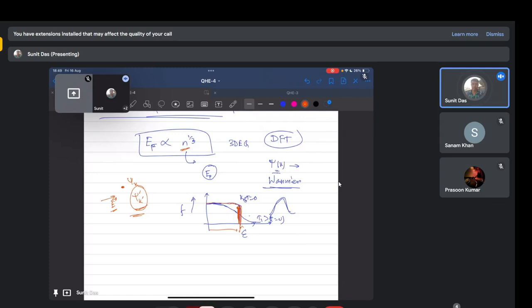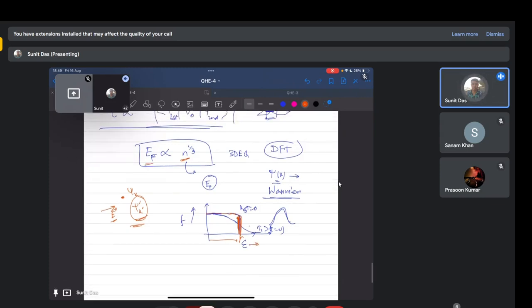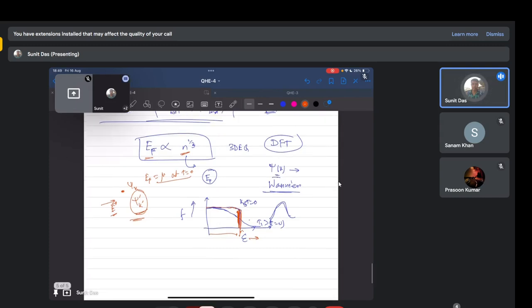So this is mu and this is energy. Mu is the chemical potential, or EF. Basically EF is equivalent to mu at temperature 0, and we are talking about temperature 0. So the electrons in this small strip around the chemical potential are more likely to get activated or excited and find a new state, an excited state, let's say.